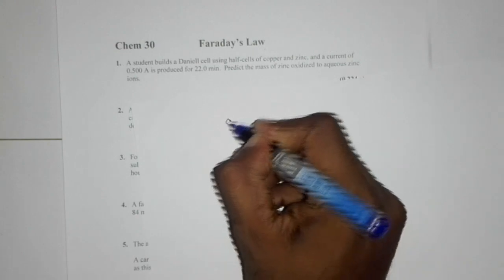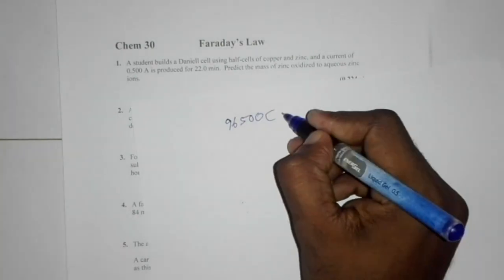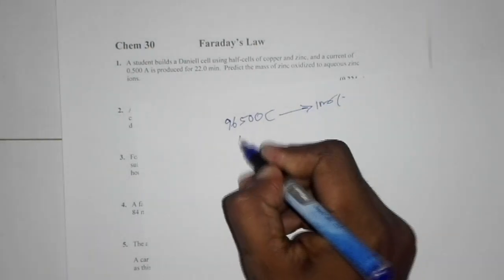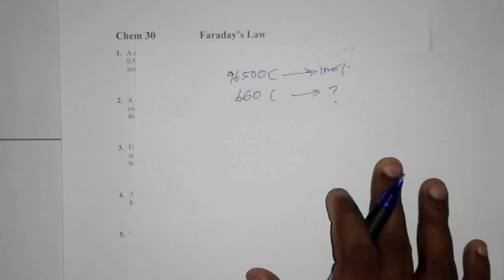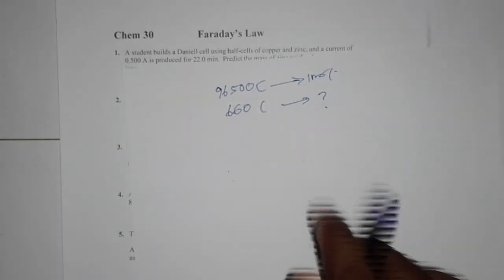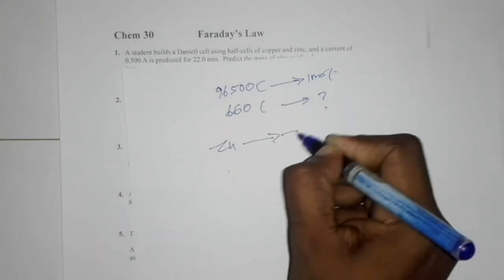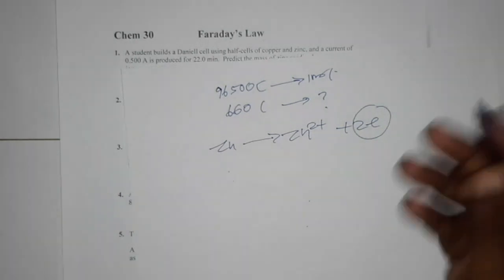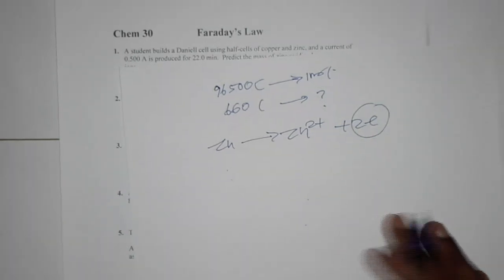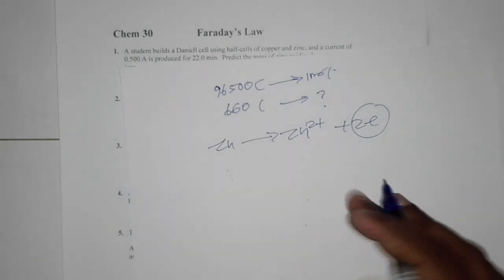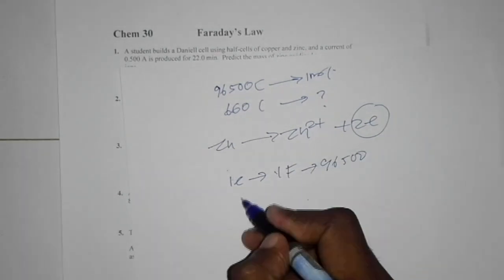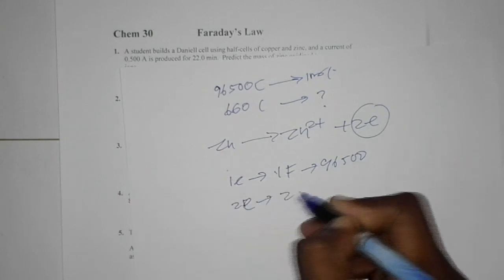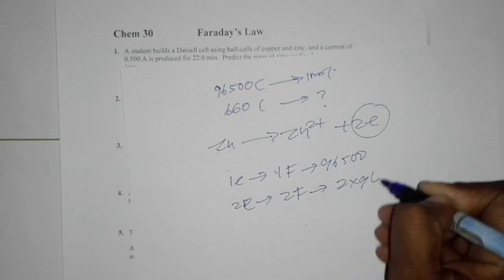Now let's see the calculation. 96,500 coulomb is related to 1 mole. Then you have to find the number of moles related to 660 coulomb. And when considering the equation, we have to consider the dissolution equation here. When dissolving, zinc converts into zinc 2 plus by removing 2 electrons. So here you have to consider these 2 electrons. If we use 1 electron, it is 96,500, 1 Faraday. But here it should be 2 electrons, therefore 2 Faraday, so you get the exact value 2 times 96,500.